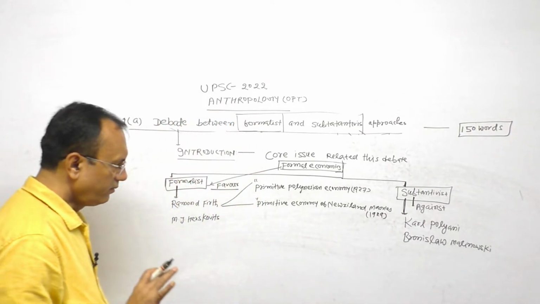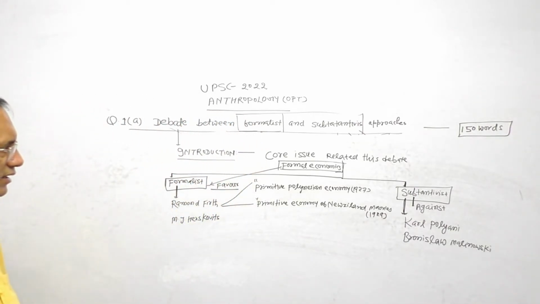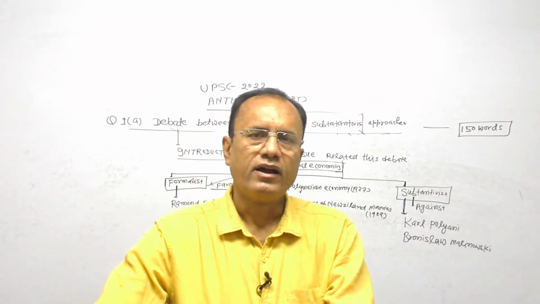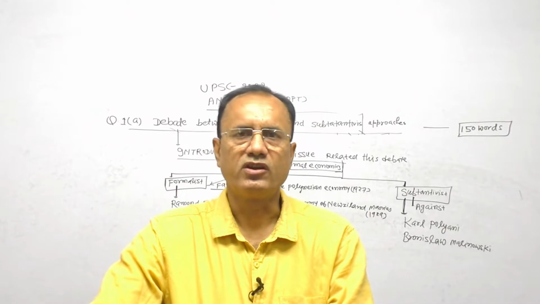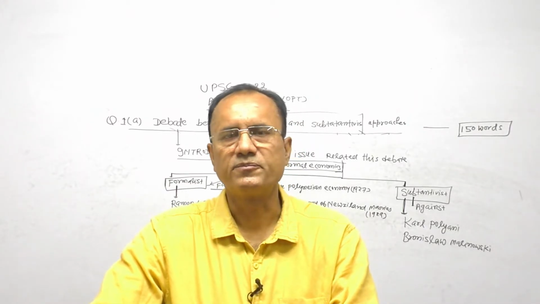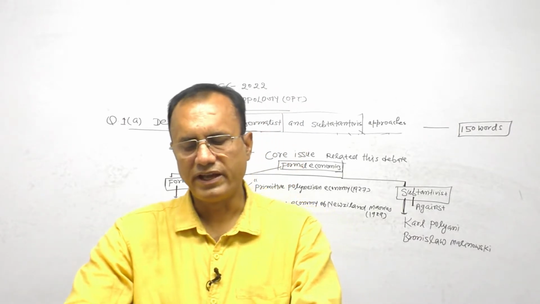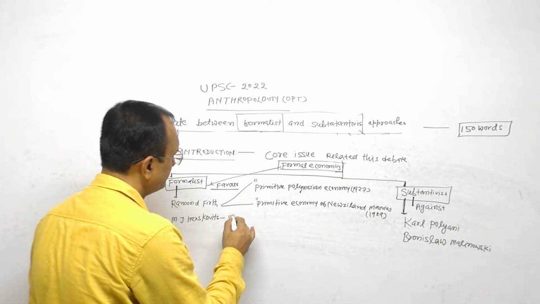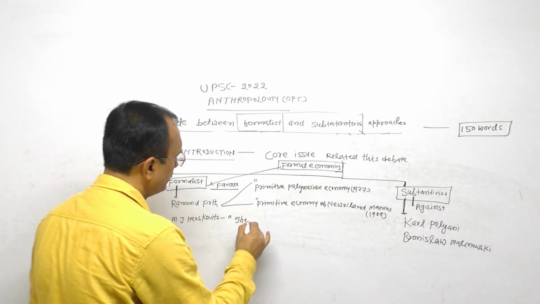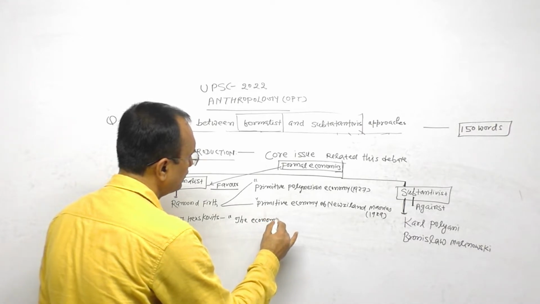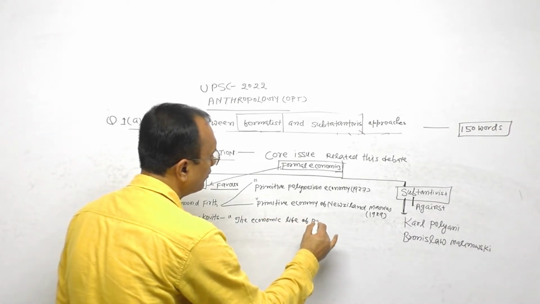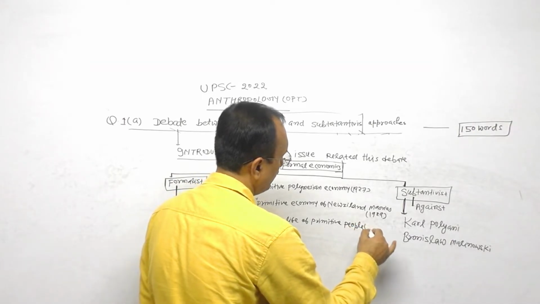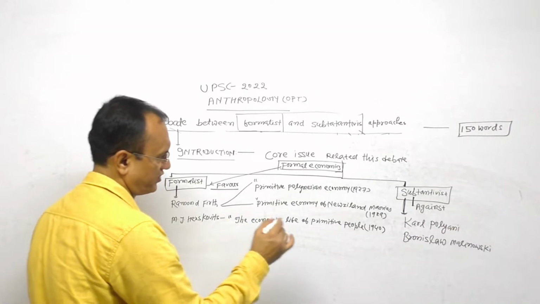Right? If you have remembered, if you are familiar with that, then try to mention it, because you are writing your answer for getting very high marks. And if you want to get very good marks in the UPSC exam, basically in anthropology, you have to mention the names of those works. And then one more work, The Economic Life of Primitive People, written by M.G. Herskovits.